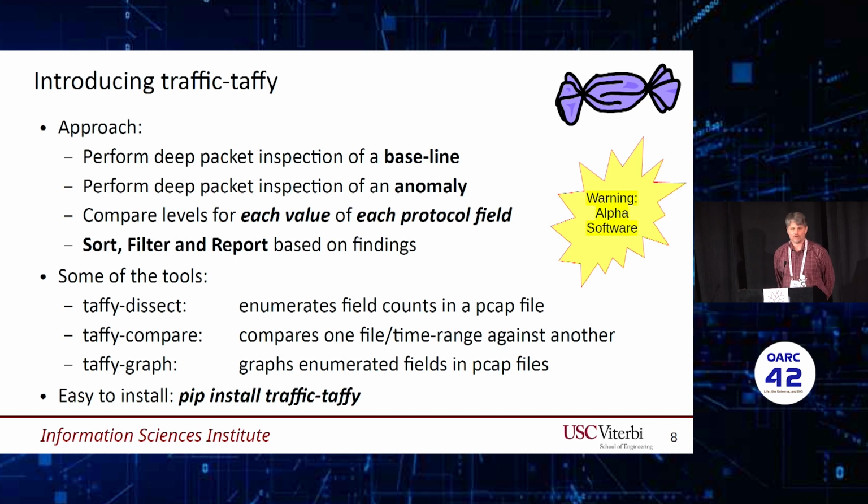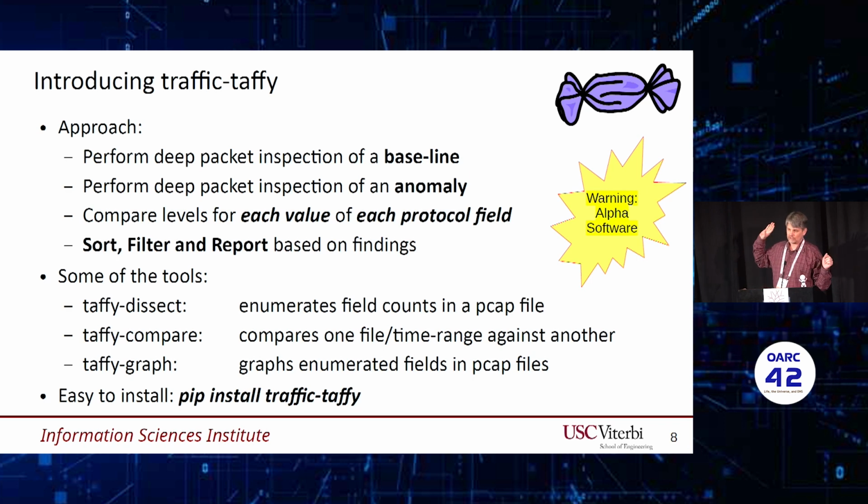I don't want to try and figure out myself what to tell the tool to actually go look at. I want it to tell me what it found. So I do deep packet inspection of the baseline, and I do deep packet inspection of the anomaly, and I count every value for every protocol field.